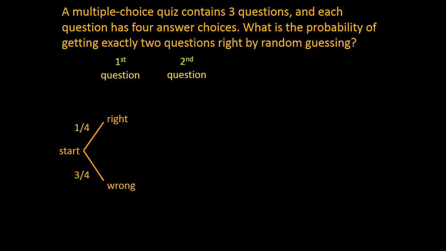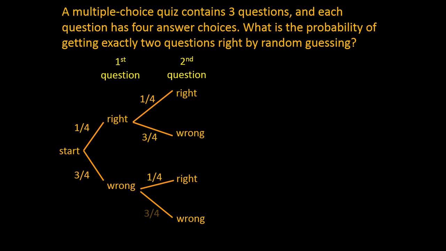Then we answer the second question. Now the second question is either right or wrong, and whether we answered the first question right or wrong has absolutely no effect on whether we answer the second question right or wrong. So the probabilities aren't going to change. We still have a 1/4 chance of getting the second question right and a 3/4 chance of getting it wrong. If we answered the first question wrong, we can get the second question either right or wrong. Once again, the probabilities aren't going to change.